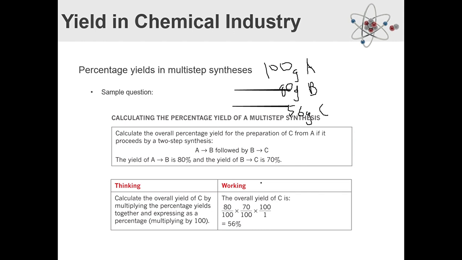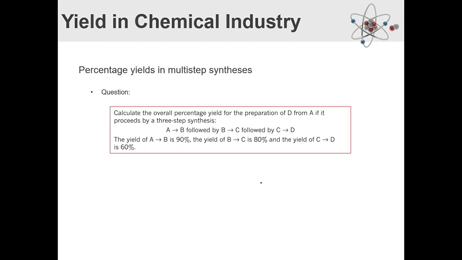Now, I am about to give you another question, and I am going to put the Jeopardy timer on, and I hope you can do this one in the 30 seconds. Let's go. Calculate the overall percentage yield for the preparation of D from A if it follows a three-step synthesis. A into B, followed by B into C, followed by C into D. The yield of A into B is 90%. The yield of B into C is 80%, and the yield of C into D is 60%. Your 30 seconds starts now.